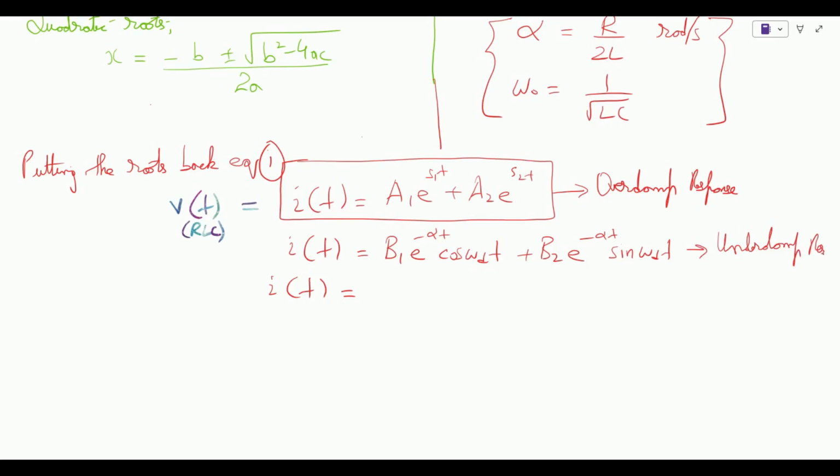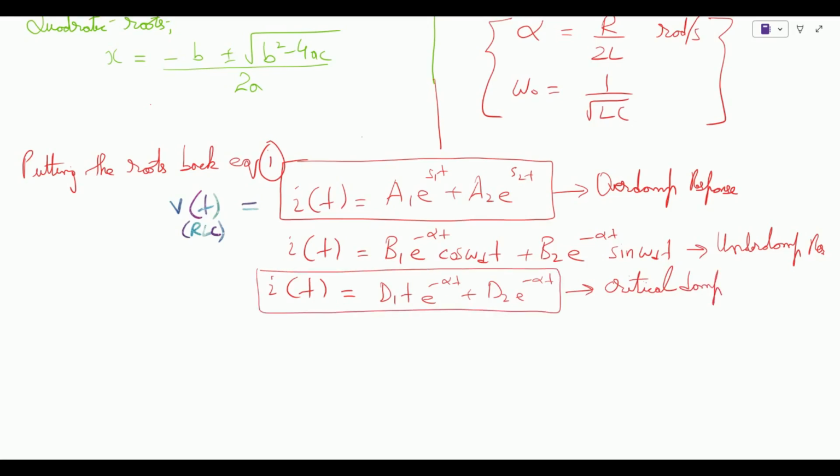And similarly for the critically damped, we will have d1 t e raised to power minus alpha t plus d2 e raised to power minus alpha t, and this is for the critically damped response. So again, the equations are almost having the same exact behavior as we saw with the parallel RLC circuits, and our omega d for the underdamped remains the same as square root of omega naught square minus alpha square.